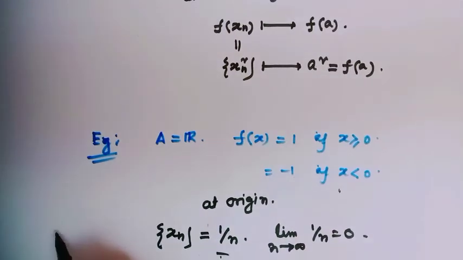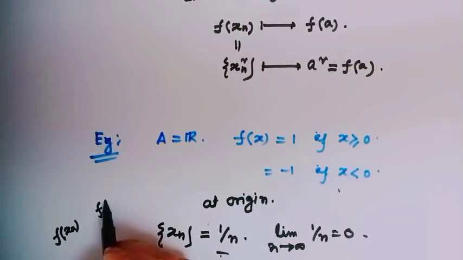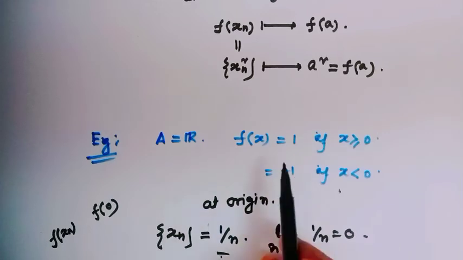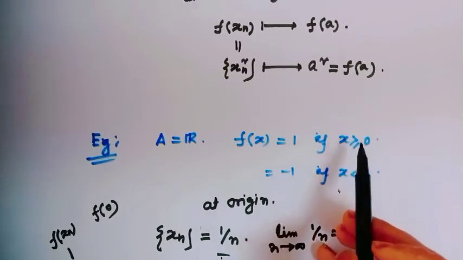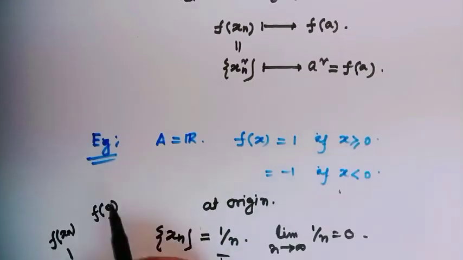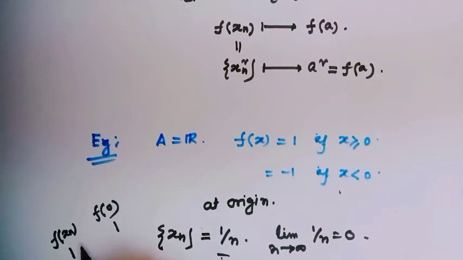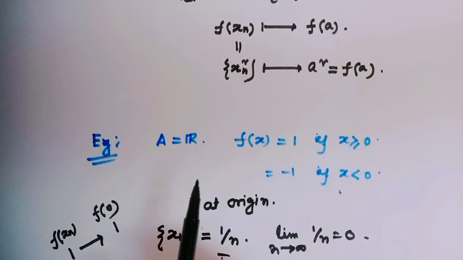What is f of xn? And what is f of 0? Since I consider xn equal to 1 over n, that means positive, then f of xn must be positive. That means it will be 1. And what is f of 0? Notice f of 0 equal to also 1. That means 1 approaches to 1. It is true. Can I consider f is continuous at 0?